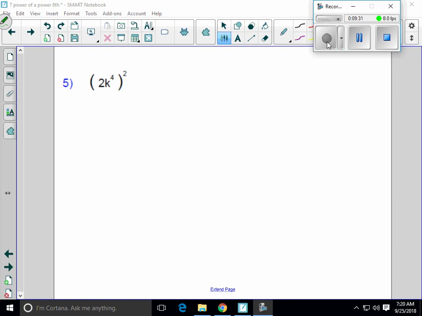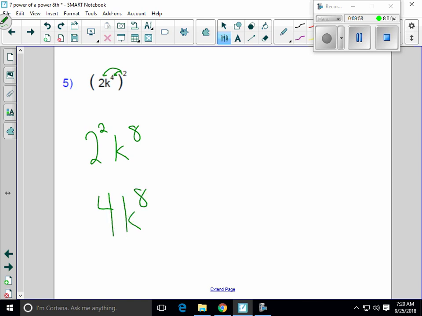Okay, we're going to do 2 more together. So I have 2k to the 4th. That whole thing is raised to the 2nd power. So the 2 is raised to the 2nd power. And the k to the 4th is raised to the 2nd power. Okay, 4 to the 2nd, k to the 4th to the 2nd. 4 times 2 is 8. Could simplify the coefficient. 2 squared is 4.